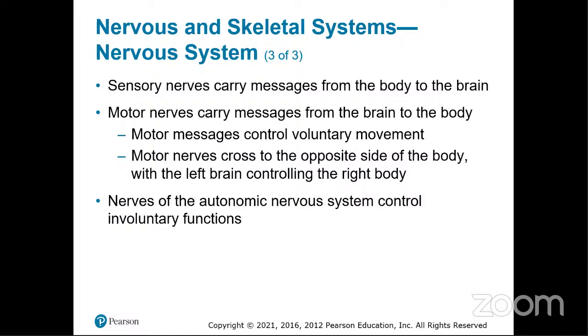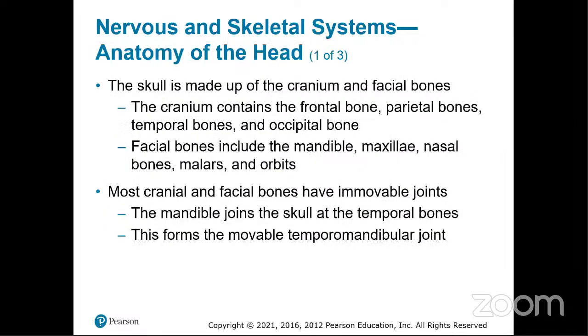Nerves of the autonomic nervous system control the involuntary functions. So some anatomy part of it. The skull is made up of the cranium and facial bones. So the cranium is where your brain sits, right? So you have the frontal bones, which is your forehead, the parietal bones, and then the temporal bones and the occipital bones. They kind of come around it that way.